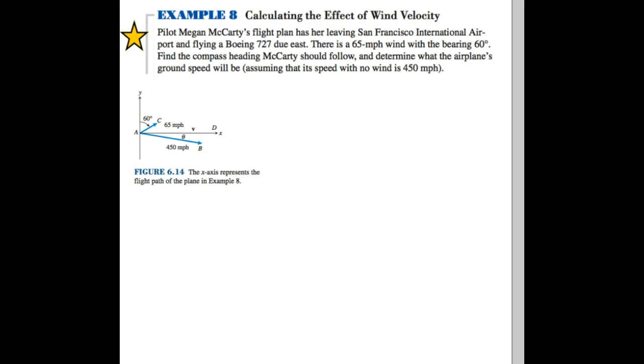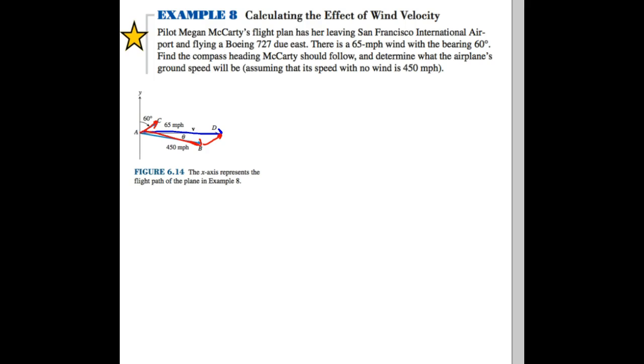Okay, we need to break this down. The airplane, she wants to fly due east. Yes? But there is a wind at 65 miles per hour that's pushing her off course. Okay? So if she actually heads due east, that wind is going to push her up into quadrant 1. So in order to have the result being that she's heading due east, she's actually going to have to fly a little southeast, yes, in order for that wind to push her back to where she wants to be.